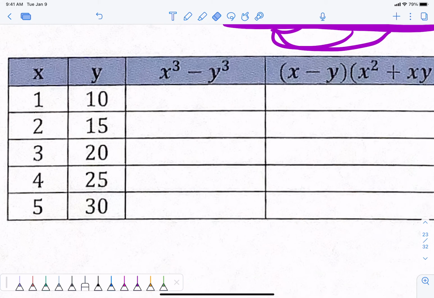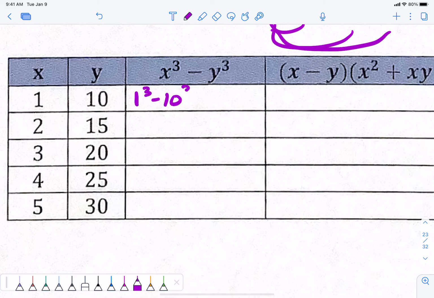Here's what I want you to do. This is going to be very easy for the first formula. Everybody listen. You have to get your calculator out. The first thing you're going to do is plug into this first equation, x to the third minus y to the third. Whoever has the number 1 is going to do 1 to the third minus 10 to the third and get an answer. Everybody else is going to go 2 to the third minus 15 to the third, etc. Plug that into your calculator.